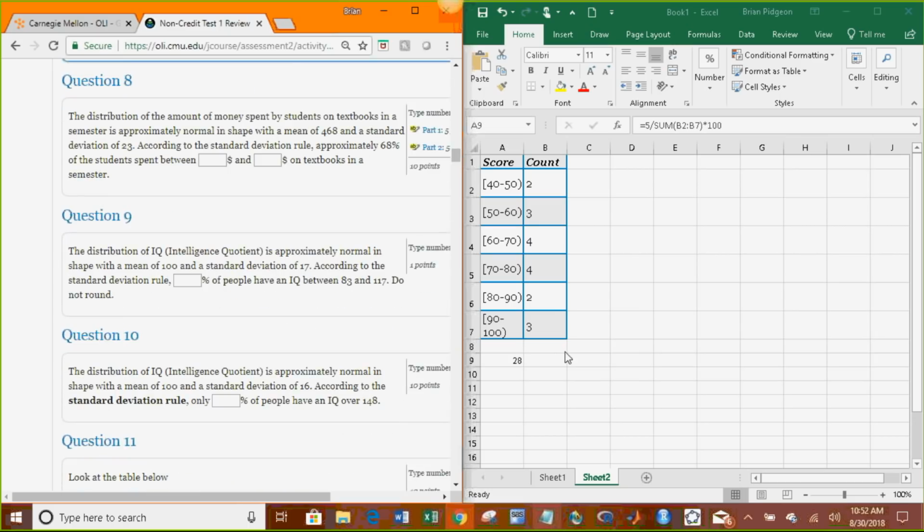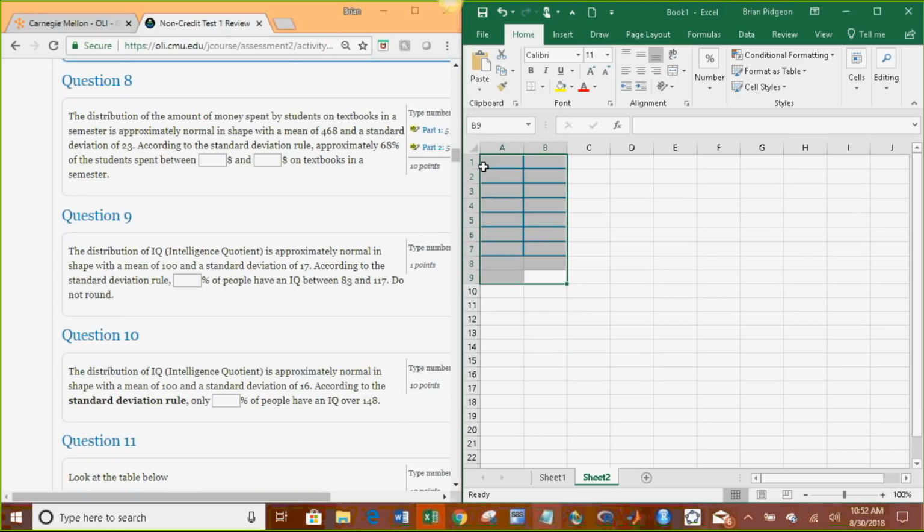Question 8. The distribution of the amount of money spent by students on textbooks in a semester is approximately normal in shape with a mean of 468 and a standard deviation of 23. According to the standard deviation rule, approximately 68% of the students spend between blank and blank on textbooks in a semester. So the standard deviation rule only applies to data that is normally distributed.